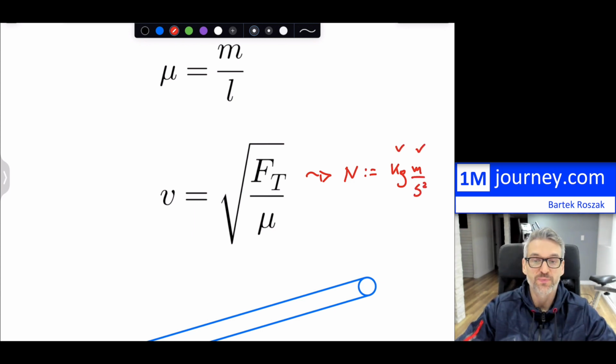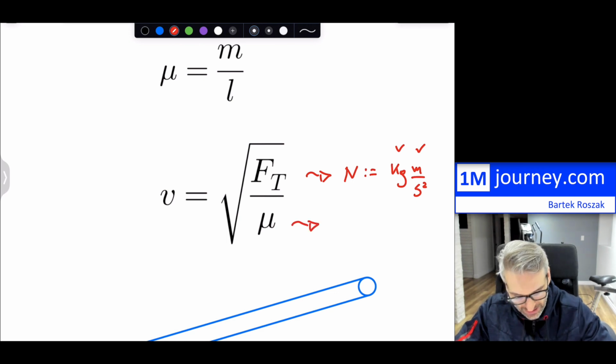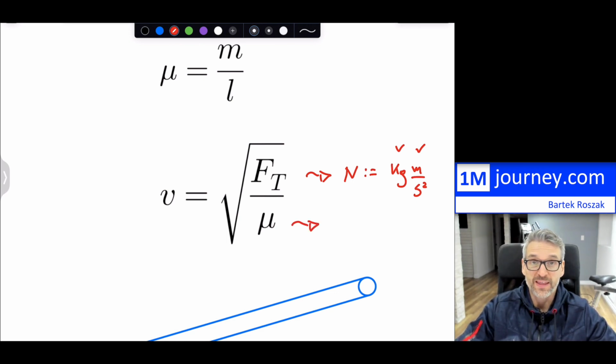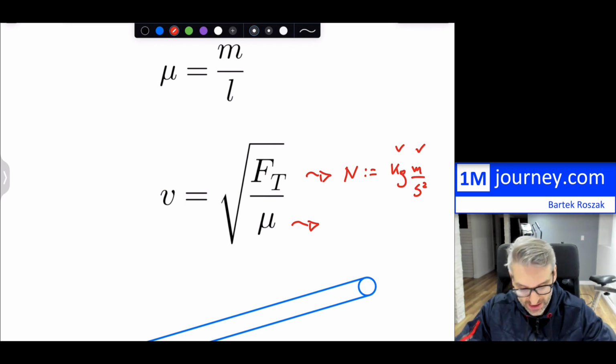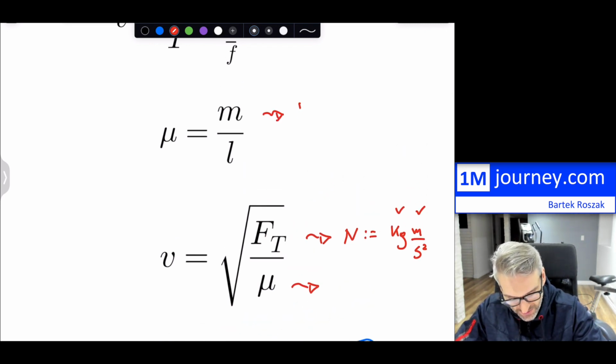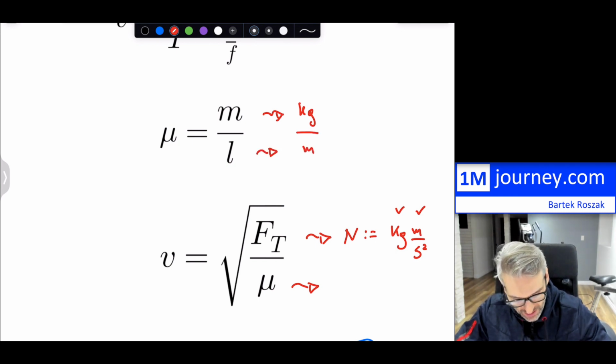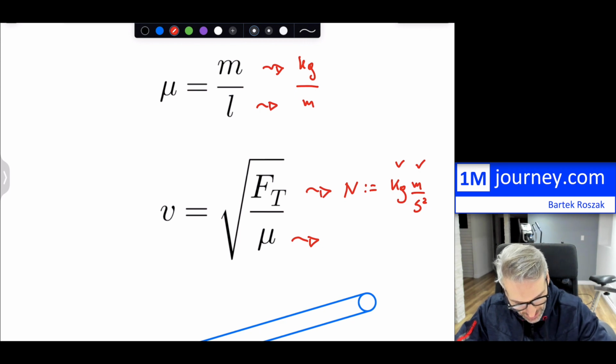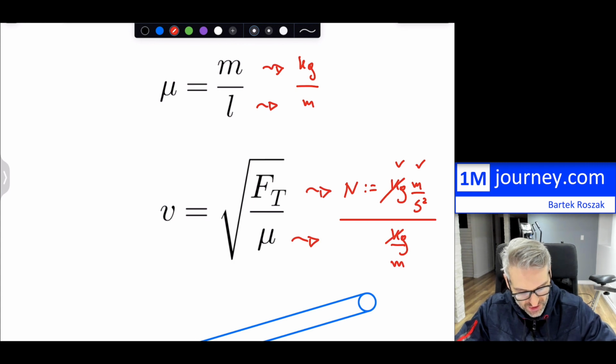Now this, which is your linear density from up above in terms of linear SI units, is nothing else but mass, which is kilograms, divided by length, which is meters. So if you divide them, you have kilograms per meter, and the kilogram and kilogram will cancel. The meter is in the denominator, so it is going to come up here.